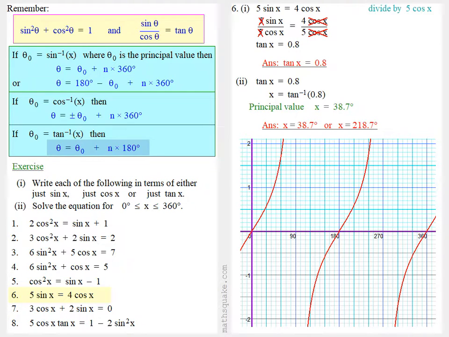Now we can see this on a tangent graph. If we draw a line across where y is equal to 0.8, we find it crosses the curve twice, once at 38.7 degrees and once at 218.7 degrees, thus confirming our original answers.